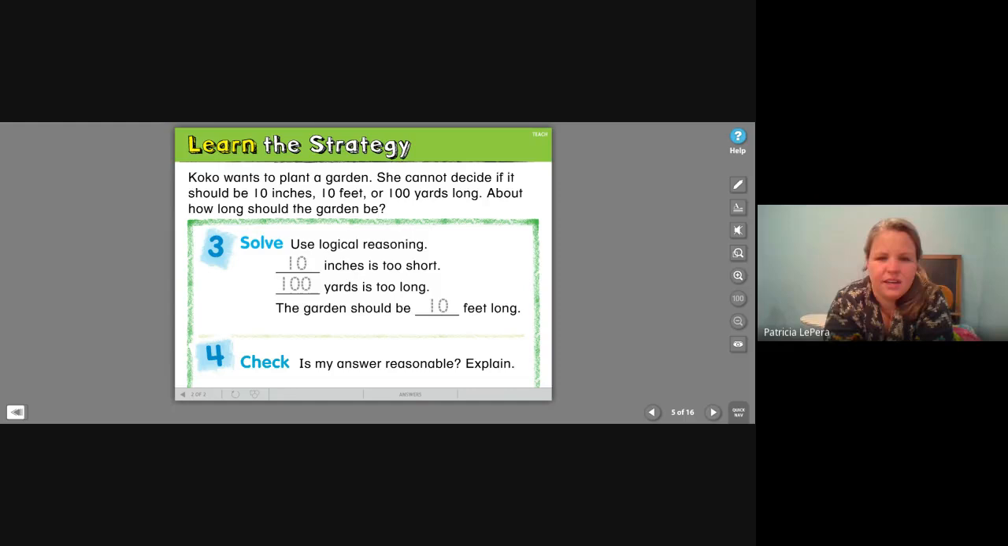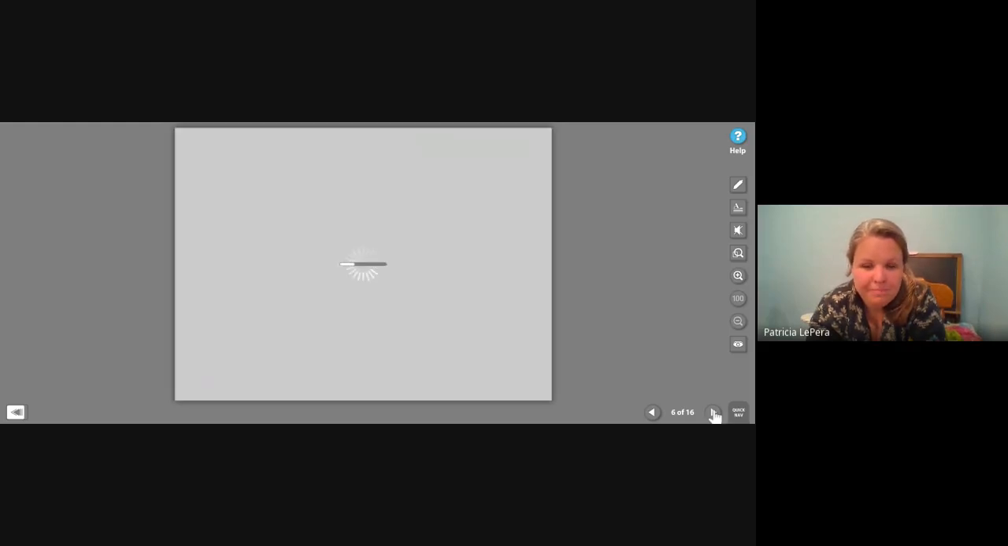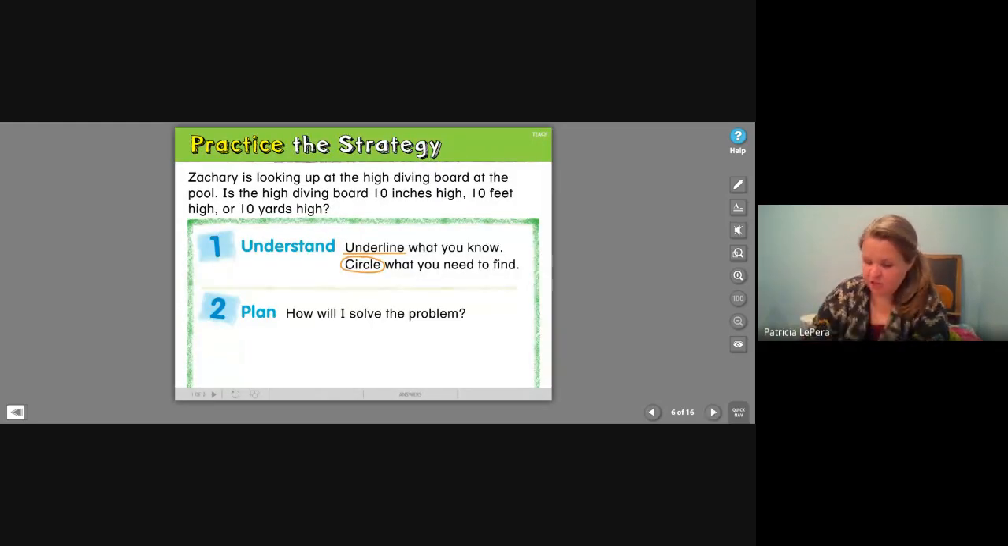I think that's a great idea. 10 feet is a reasonable answer, okay? You would have 10 feet in your yard to set aside for the garden. So I think Coco would make a good choice with 10 feet long. Okay, go ahead and turn the page and we're gonna look at Zachary.